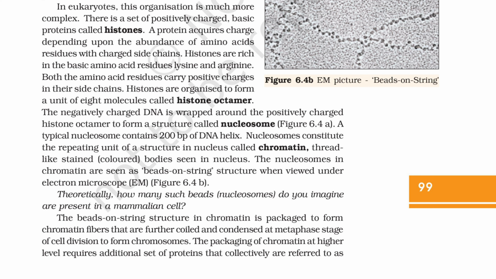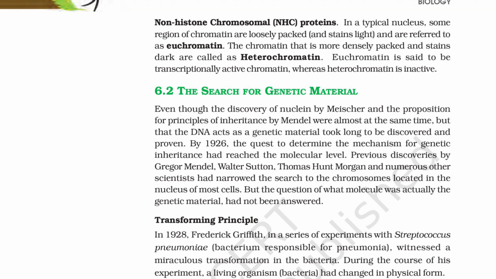The packaging of chromatin at higher level requires additional set of proteins that collectively are referred to as non-histone chromosomal (NHC) proteins. In a typical nucleus, some regions of chromatin are loosely packed and stain light and are referred to as euchromatin. The chromatin that is more densely packed and stains dark is called heterochromatin. Euchromatin is said to be transcriptionally active chromatin, whereas heterochromatin is inactive.